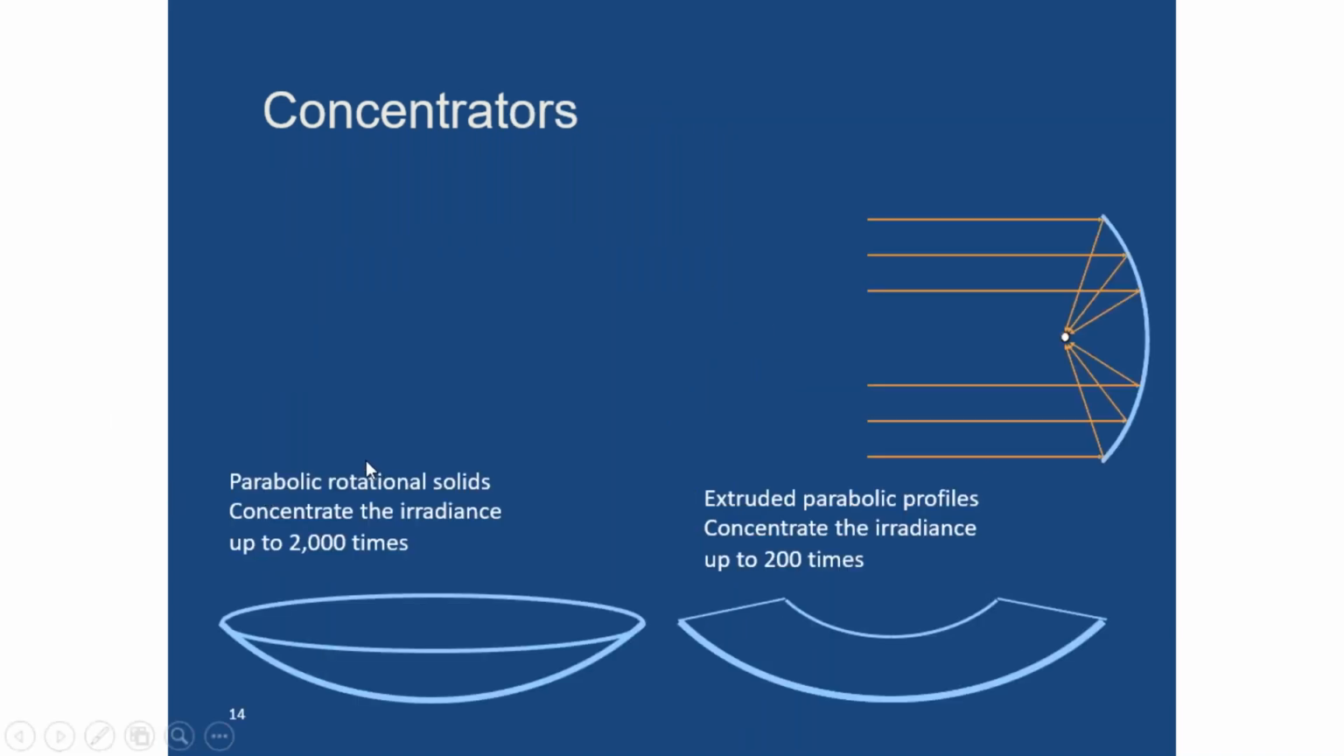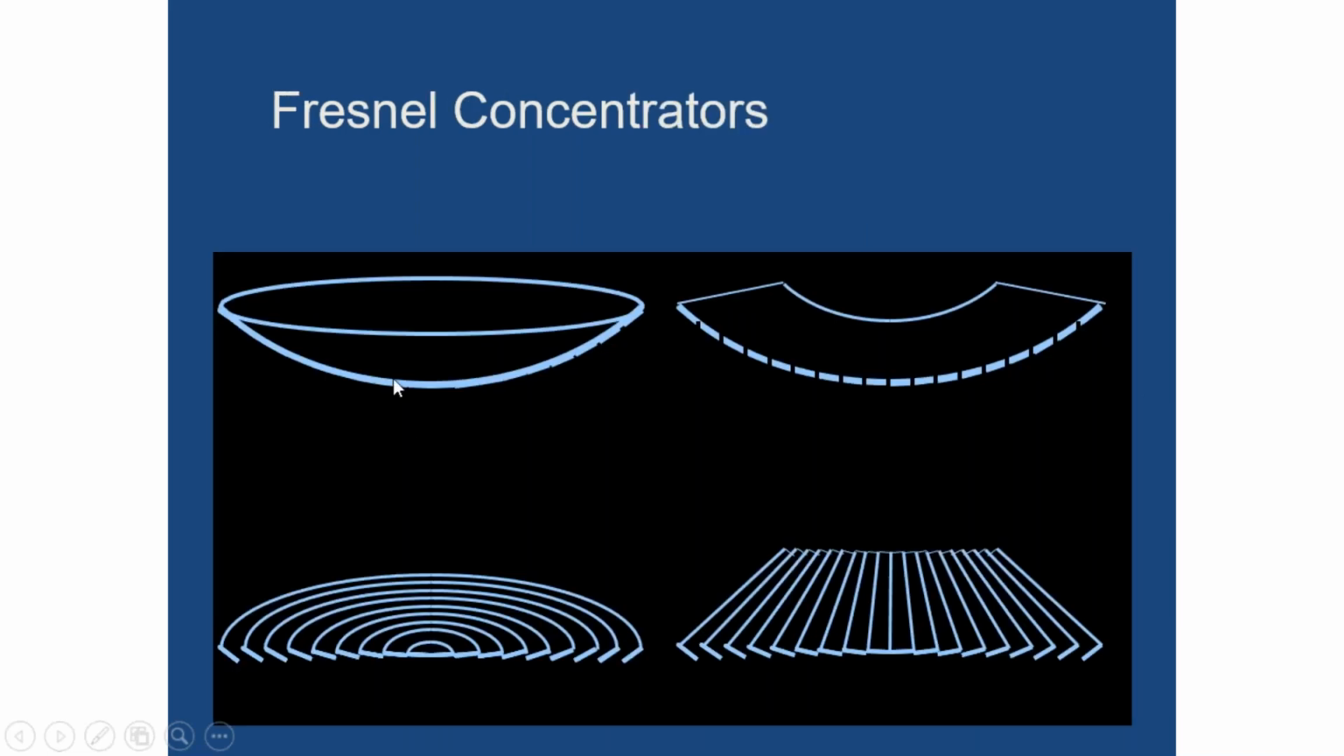Now again, the technology that we have seen, like this parabolic rotational solid, concentrates the irradiance, meaning solar energy or solar radiation, up to 2000 times. Now again, the extruded parabolic profile concentrates the irradiance or solar radiation up to 200 times. So just look over here. This is the application that is used for this.